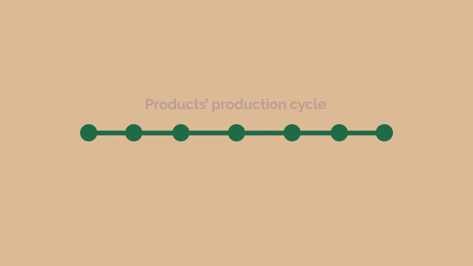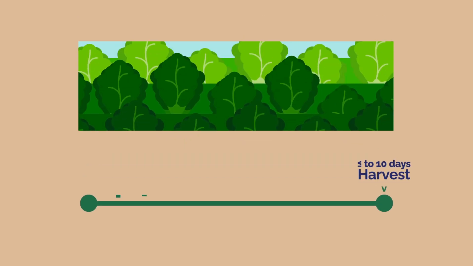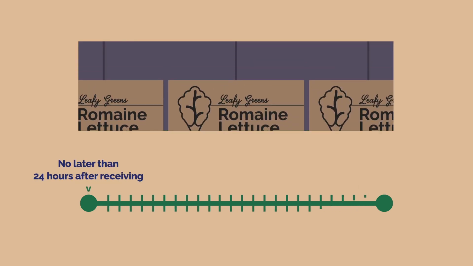The Testing and Data Analysis Program allows sampling at different stages of the product's production cycle, pre-harvest and post-harvest. For pre-harvest sampling, the timeline to test is less than or equal to 10 days from harvest. Post-harvest sampling must be carried out no later than 24 hours after receiving.